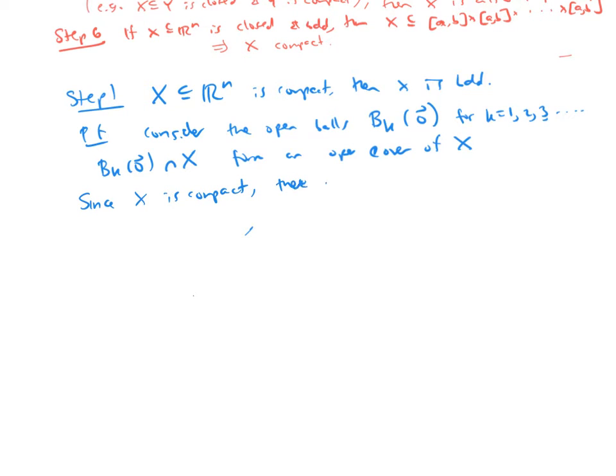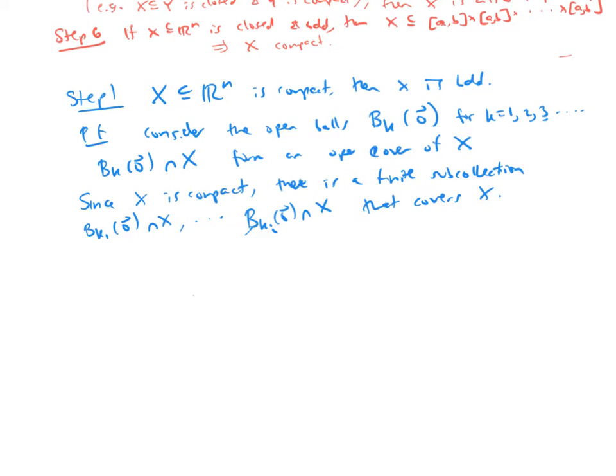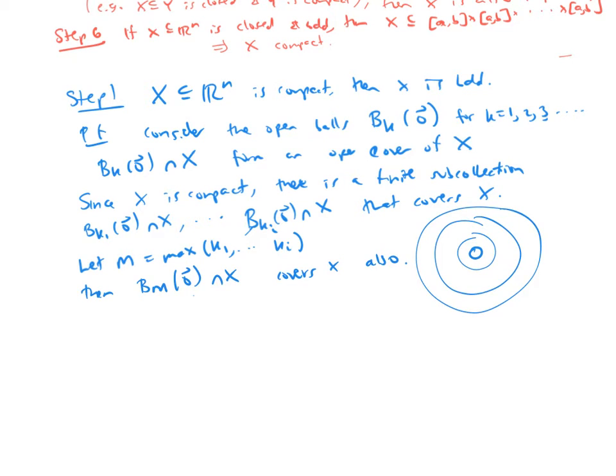So there is a finite subcollection, say B_K1 intersection X through B_KI intersection X that covers X. Let's let M be the maximum of these K1 through KI. Then the ball with that radius covers X also. That's because the finitely many balls are all nested, so the one with the largest radius contains them all. And therefore, by definition, X is bounded. So that proves step one, that a compact subset of Rn is bounded.